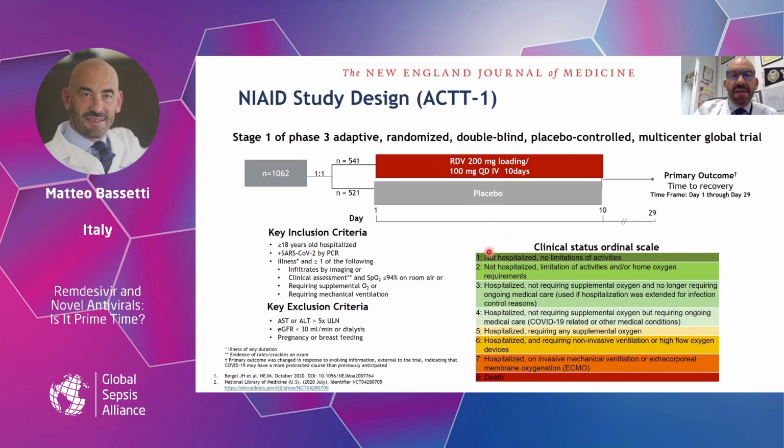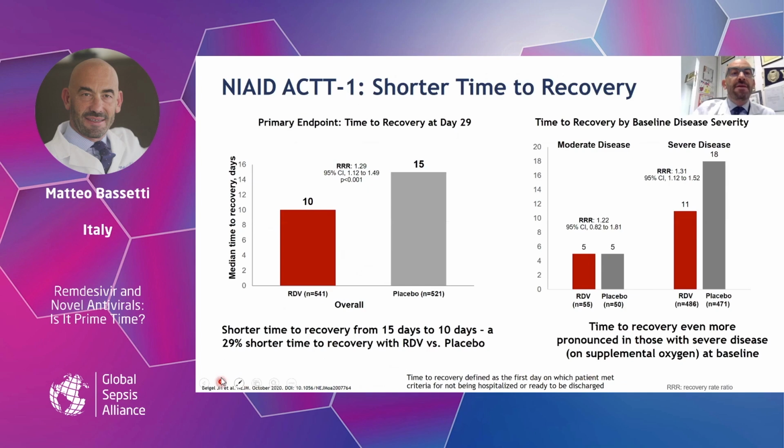In this study they used the clinical status ordinal scale from 1, a patient with no limitation and not hospitalized, to 8, which was death. And I invite you to consider, particularly for critically ill patients, these two situations: hospitalized and requiring non-invasive ventilation, and hospitalized on invasive mechanical ventilation or extracorporeal membrane oxygenation, ECMO. The data in this first trial were encouraging, because they show a shorter time to recovery. You can see 10 days for remdesivir compared to 15 days for placebo.